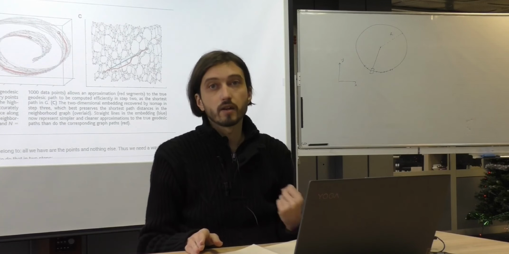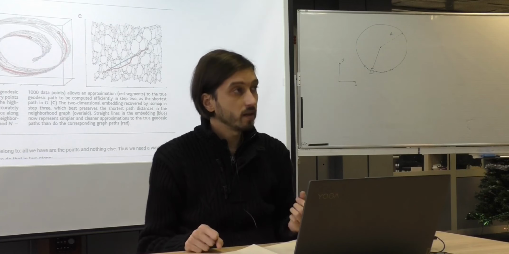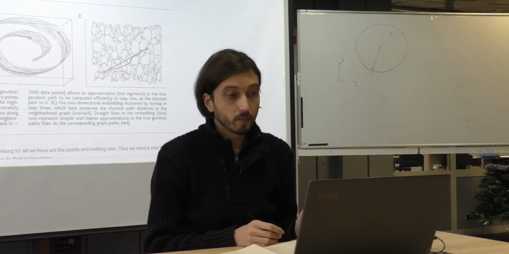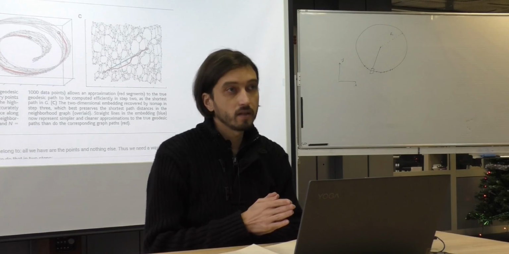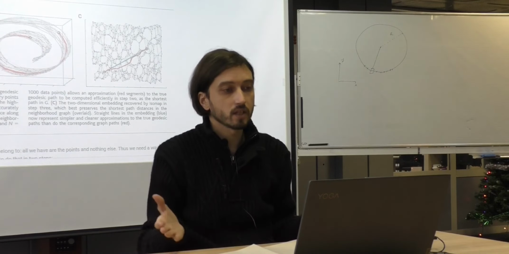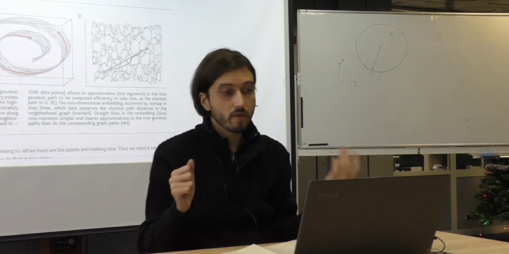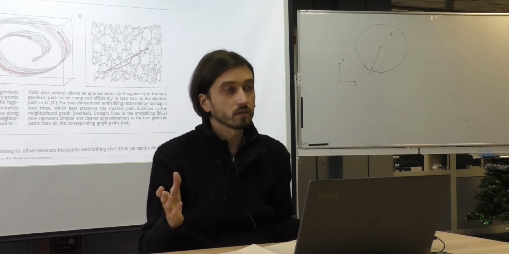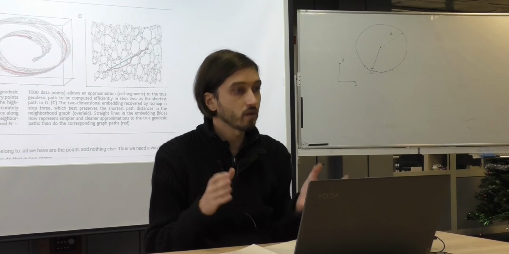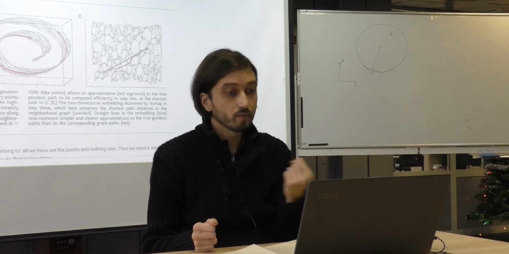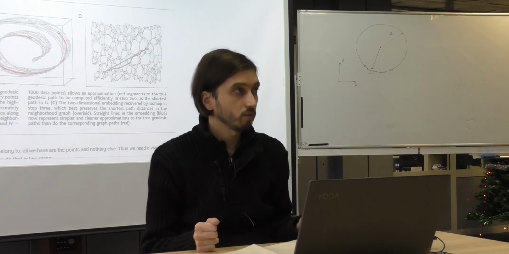So what we are trying to do is fix the notion of distance by not measuring it in the ambient Euclidean space, because we know that's maybe no good since we have some highly nonlinear manifold, but measuring it along the manifold.